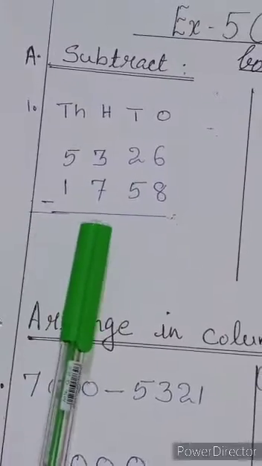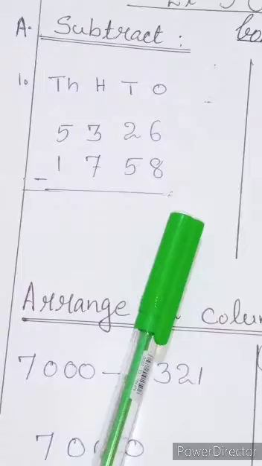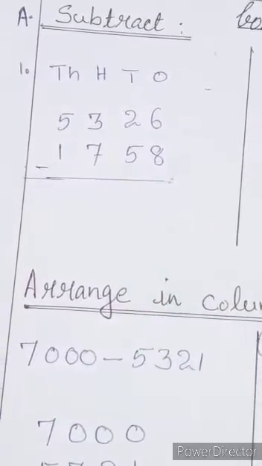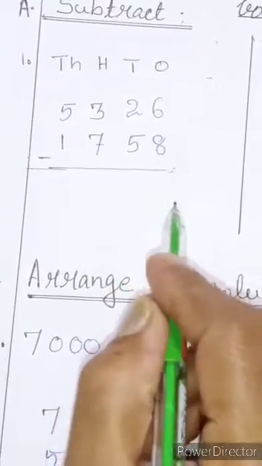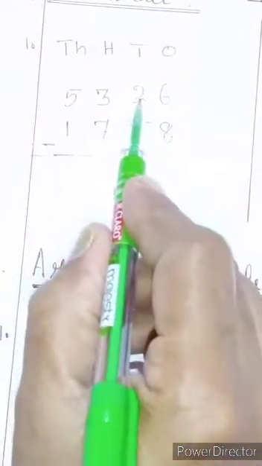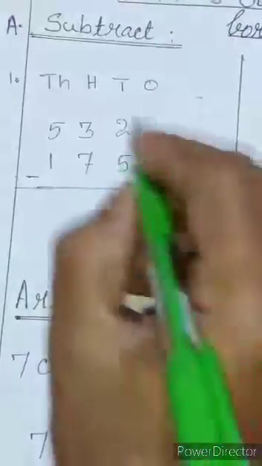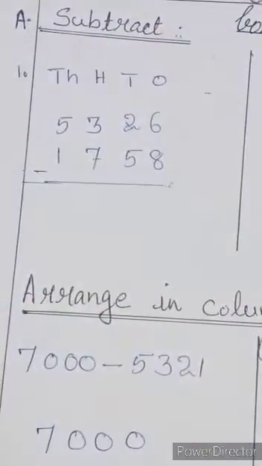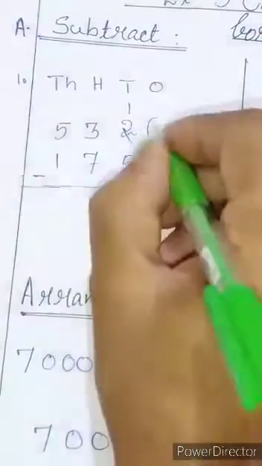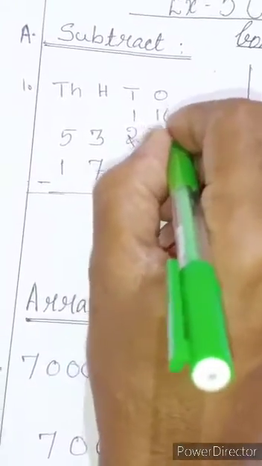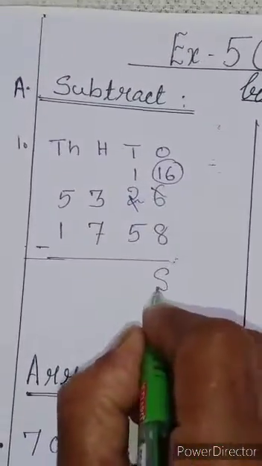5326 minus 1758. We will start from ones place. Here 6 is smaller than 8. You cannot subtract, you have to borrow from tens column. So 2 minus 1, 1 you write here, and this becomes 16. 16 minus 8, 8 you write here.